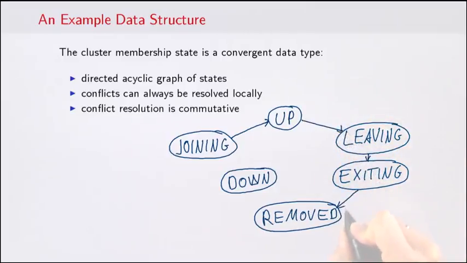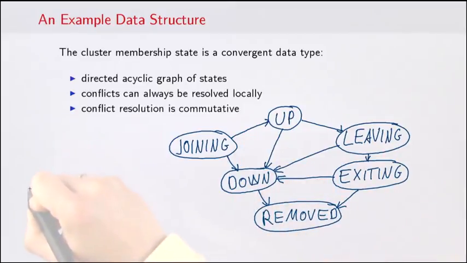So the normal way a node takes through this is from joining via up, leaving, exiting to removed. But there are other ways. For example, from these states, you can always become down and then removed. When cluster nodes exchange gossip messages, these messages contain the state of all nodes currently known to the cluster. So for each of the members, there will be one of these values.